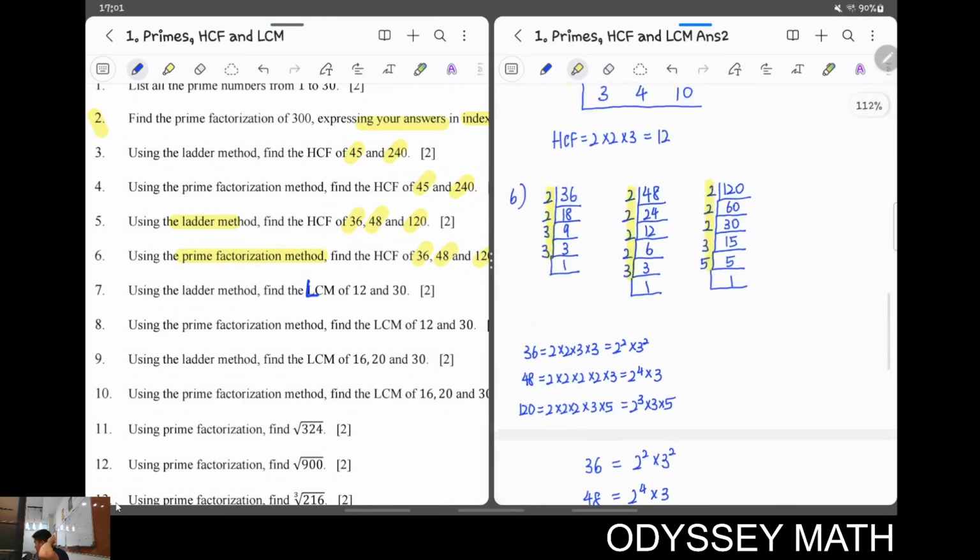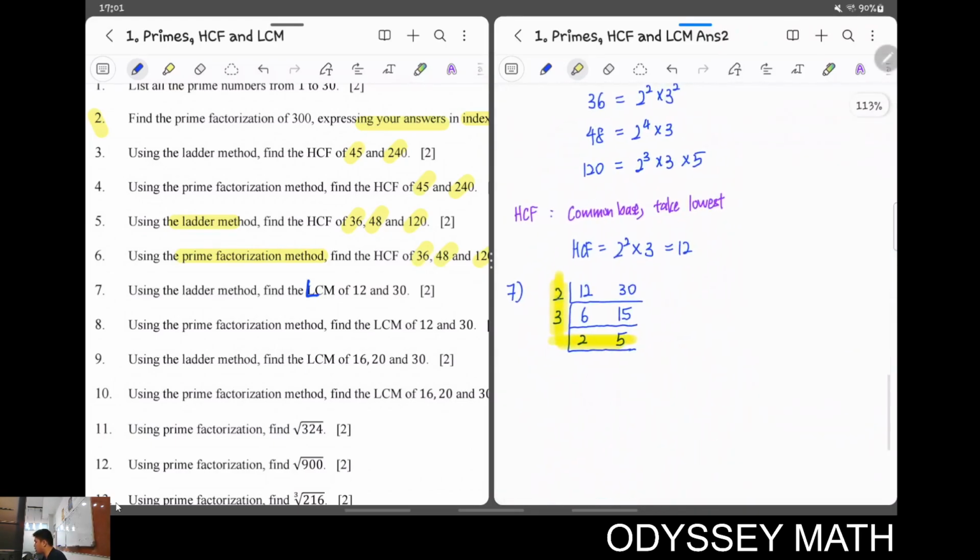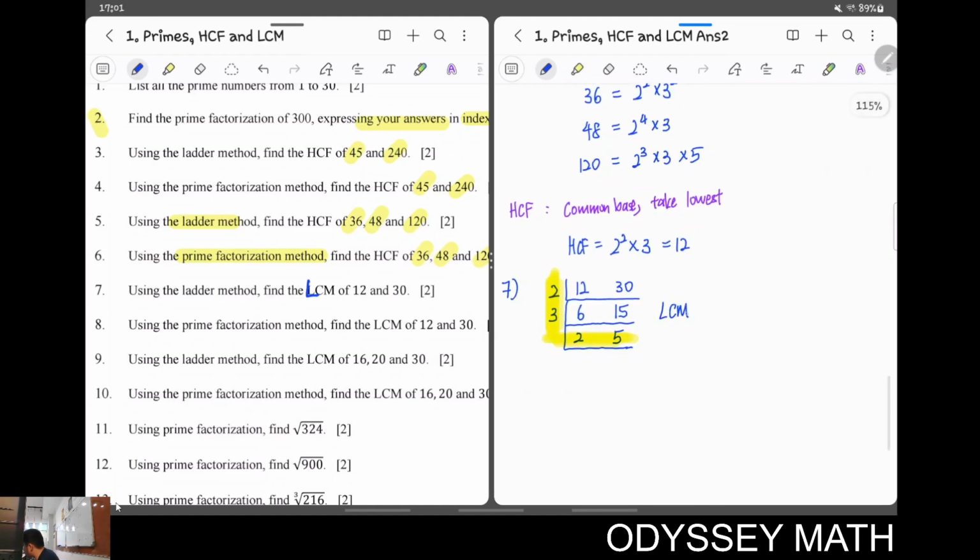For HCF earlier, we multiply the numbers only vertically. But for LCM, on top of multiplying the numbers vertically, you must multiply in an L shape. So that is for LCM. You can see this yellow highlighted part: LCM, multiply the numbers in the L region. So for question number 7, the LCM of 12 and 30 is just 2 times 3 times 2 times 5, which gives me 60.